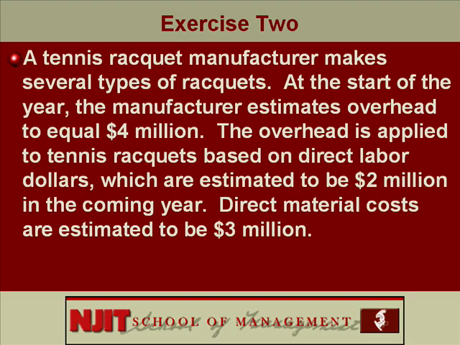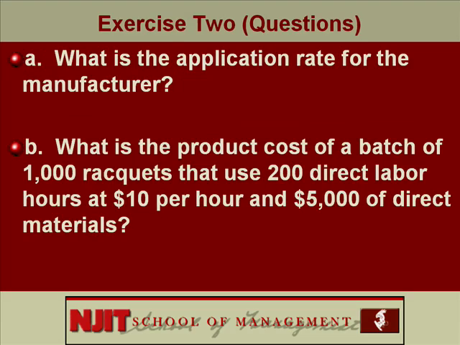At the start of the year, they estimate overhead to be $4 million, and they estimate their payroll to be $2 million. Direct material costs are estimated to be $3 million. Here are the questions. Stop this presentation now. Try this problem and start when you're ready.